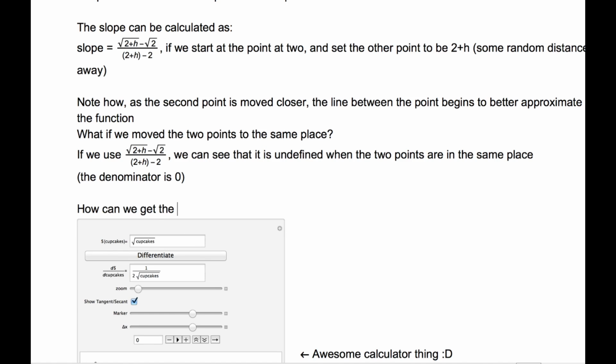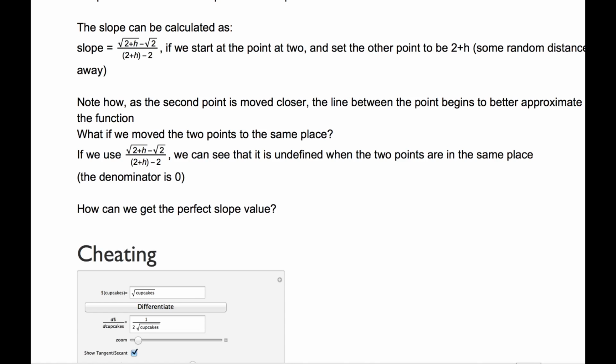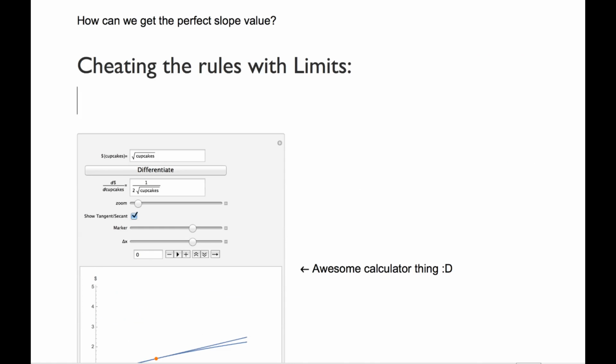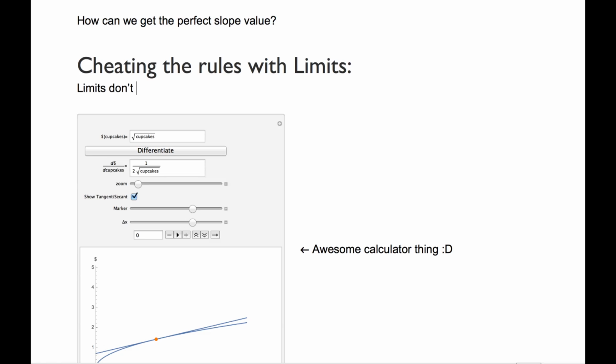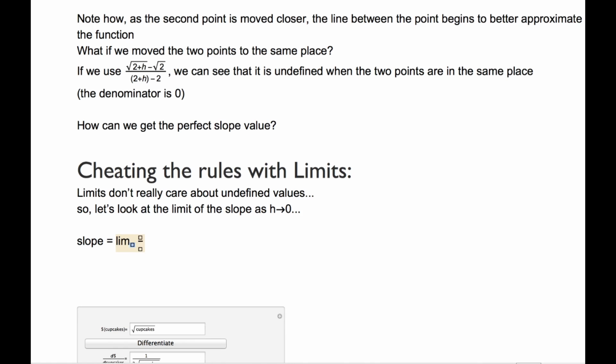So how exactly do we get that perfect slope value? Well, we cheat with limits. Limits doesn't care about undefined values. It is the honey badger of mathematics. So let's look at the limit of the slope as distance h goes to 0. So we're going to evaluate the limit as h goes to 0 of that function there.